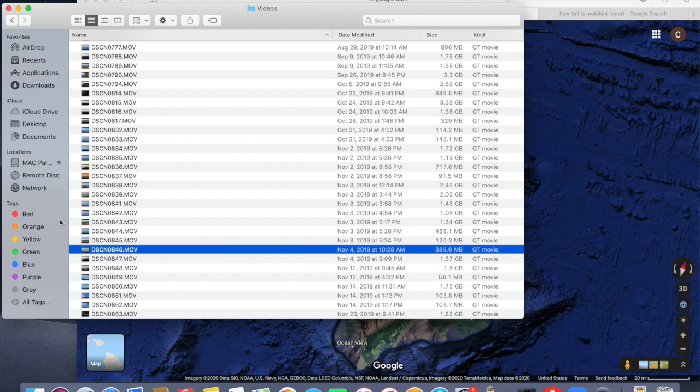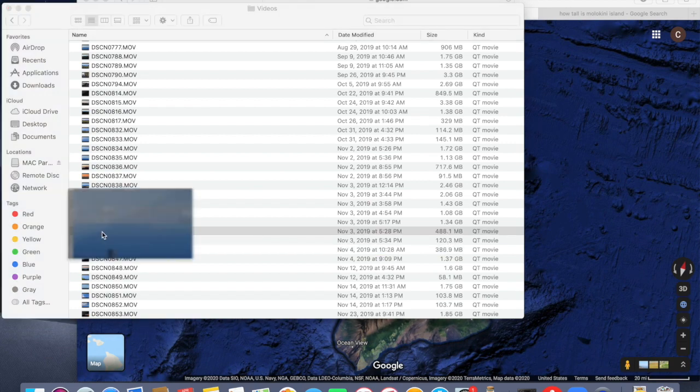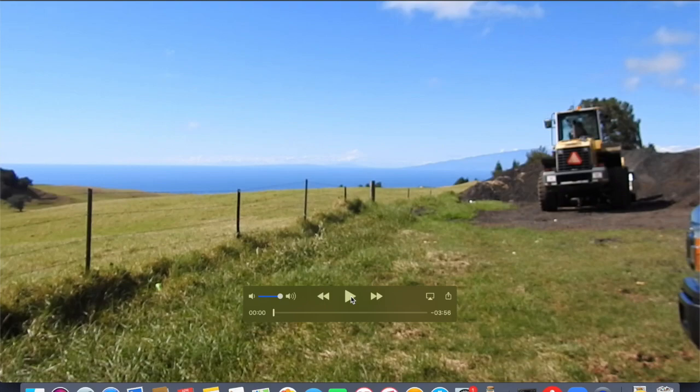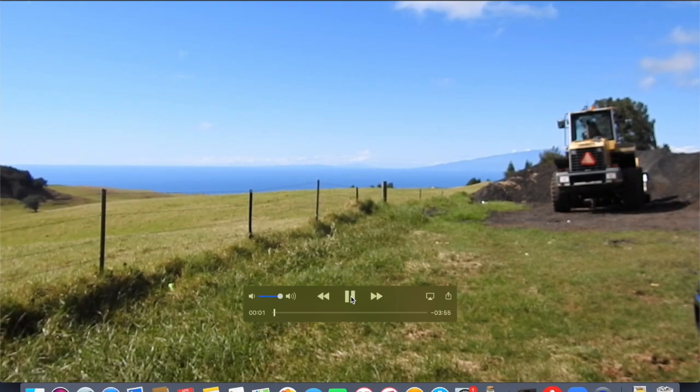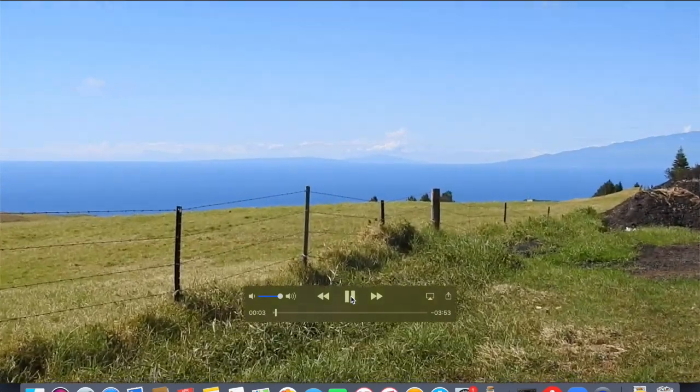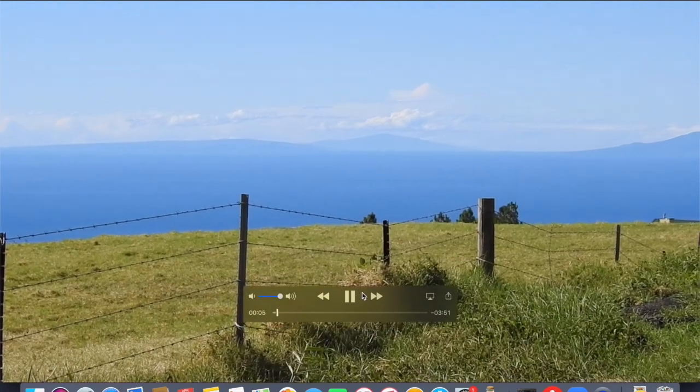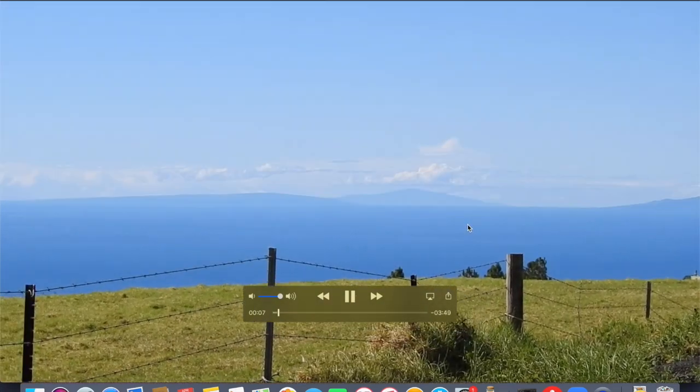Which one was that? This one here. Yep. I've been piling up gravel there lately. So we can see the islands. Kahoolawe, Lanai. You can see it stop right now.